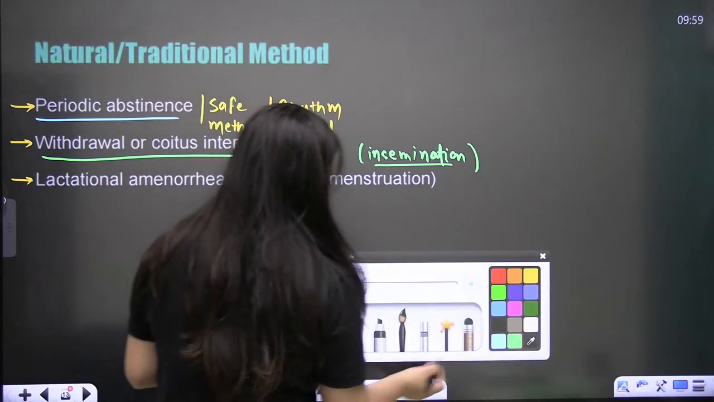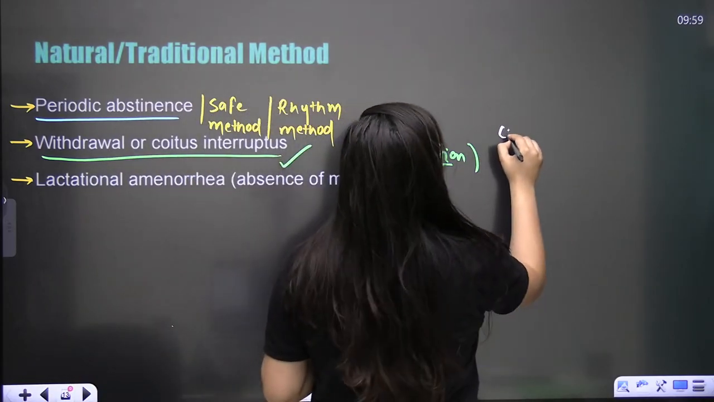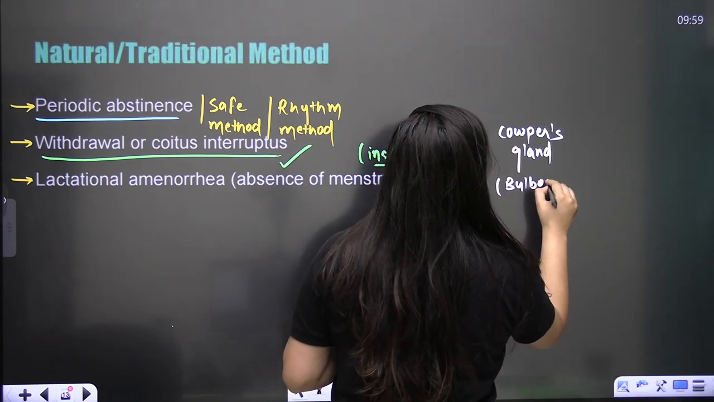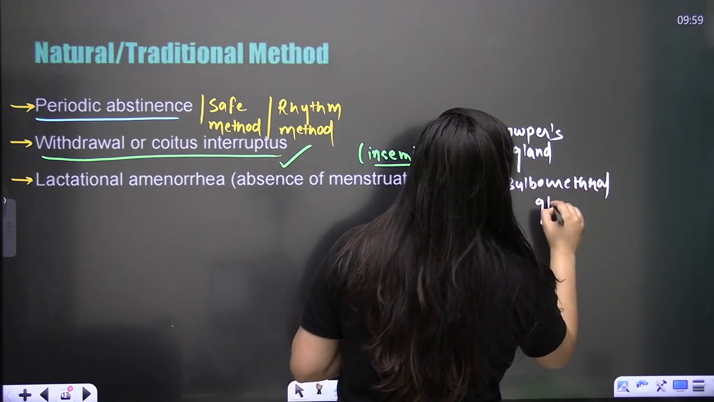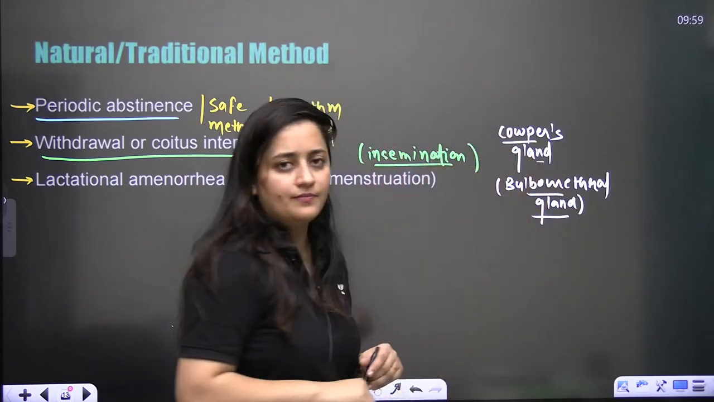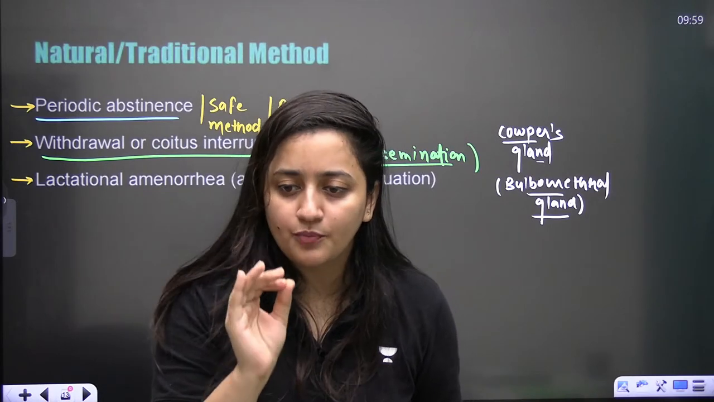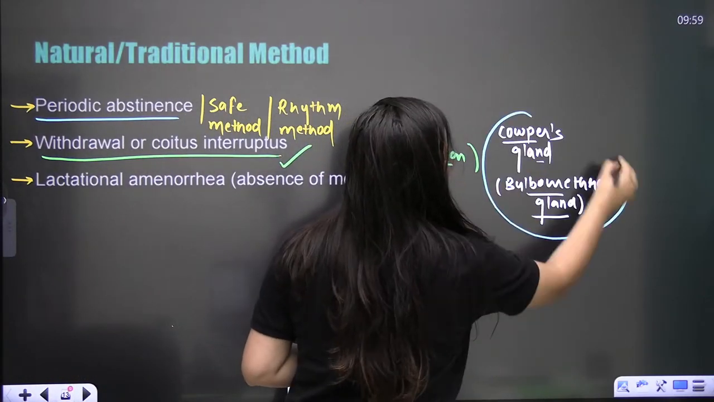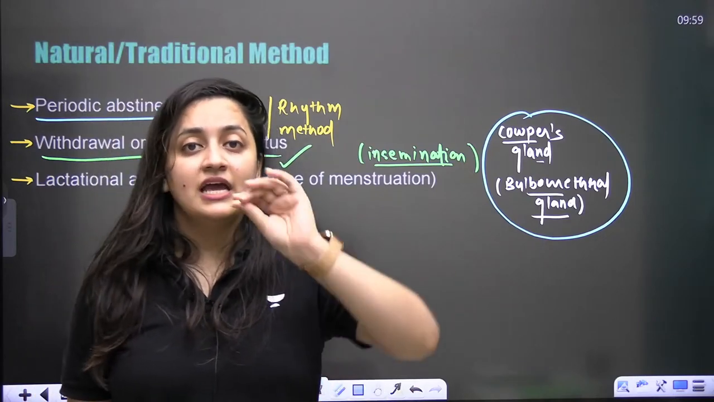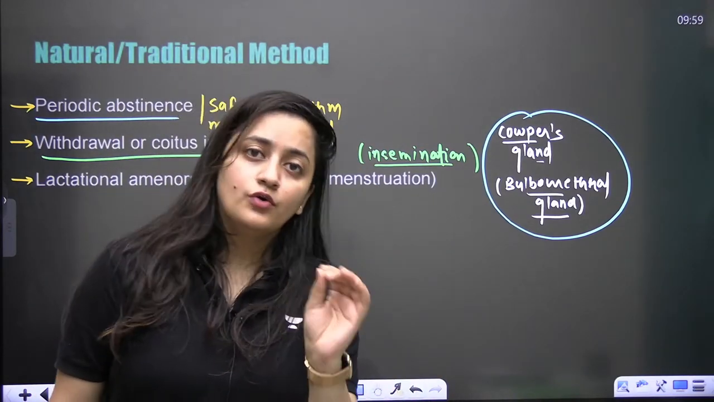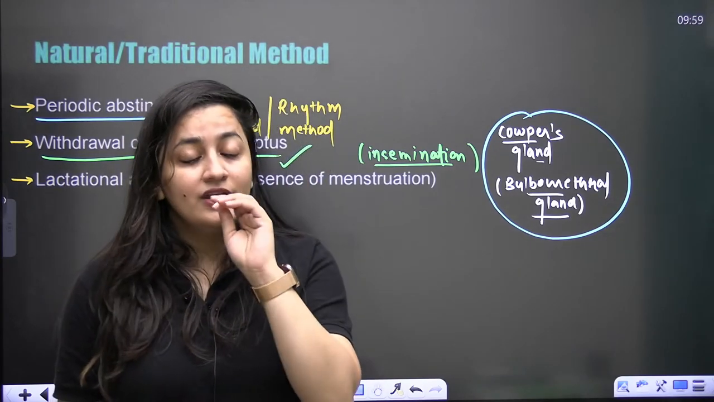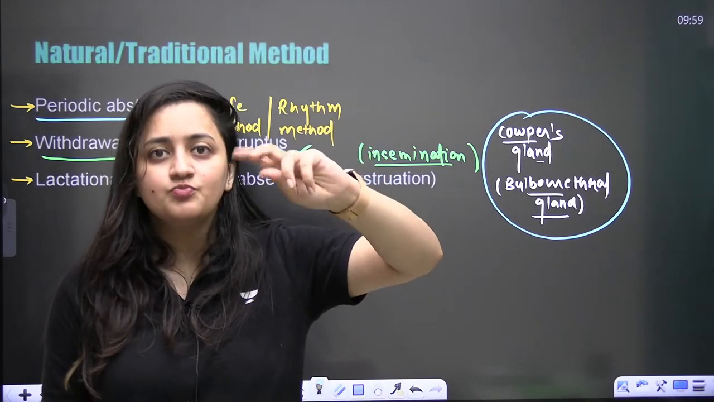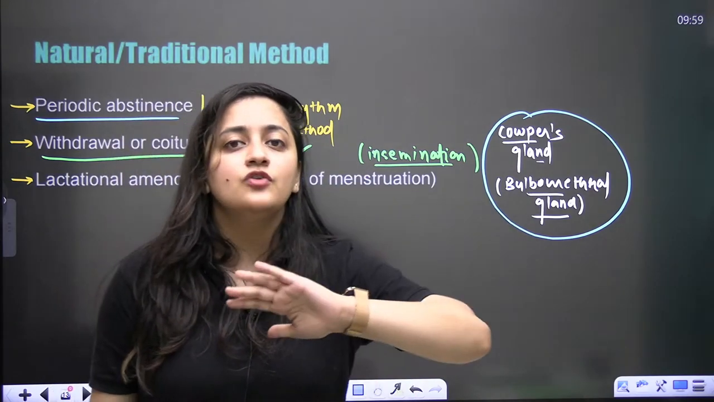Might be, let's say, the male missed that, or another thing is, it is even written in many books. You know about the Cowper's gland, also known as the bulbourethral gland. In the case of males, this gland provides lubrication to the penis during sexual intercourse. But it is even believed that sometimes some sperms can also pass out with its secretion. So obviously it is not at all a safe method.